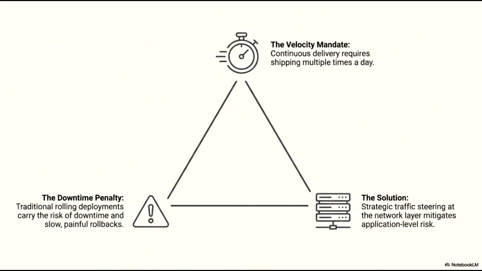To reconcile these competing priorities, we utilize strategic traffic steering at the network layer. By managing traffic flow independently of the application itself, we can effectively mitigate application-level risks, allowing for high-velocity deployments while ensuring maximum system stability and uptime.